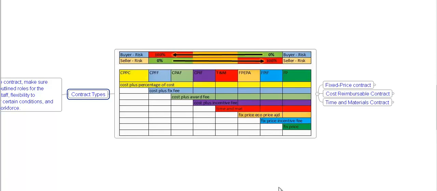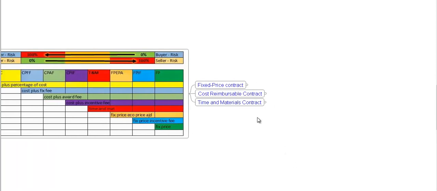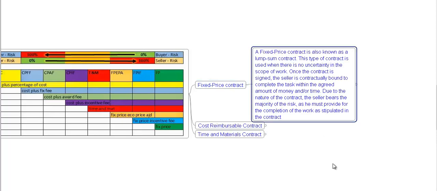Fixed price contracts. A fixed price contract is also known as a lump sum contract. This type of contract is used when there is no uncertainty in the scope of work. Once the contract is signed, the seller is contractually bound to complete the task within the agreed amount of money and or time. Due to the nature of the contract, the seller bears the majority of the risk, as the contract must provide for the completion of the work as stipulated.